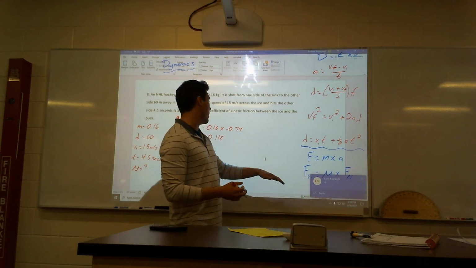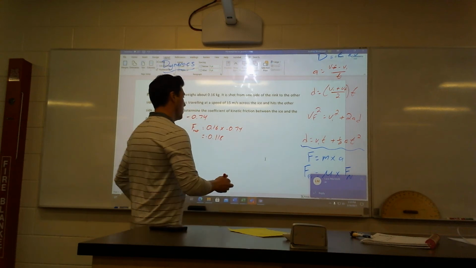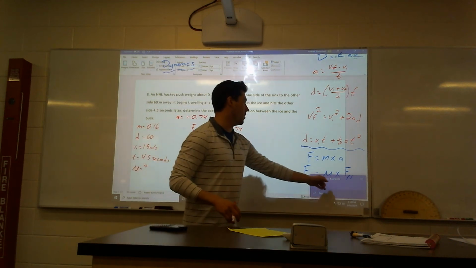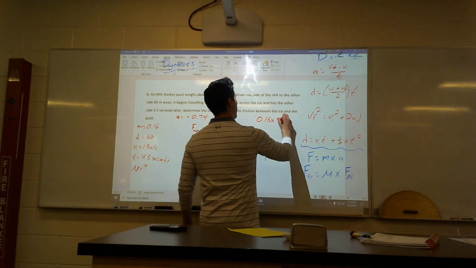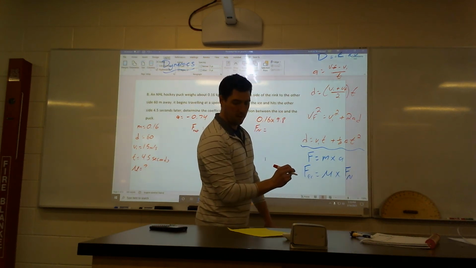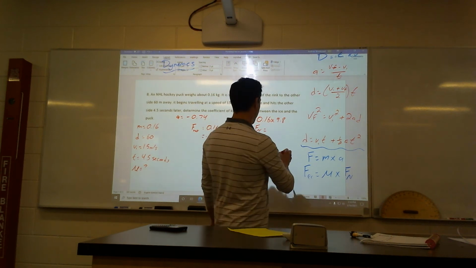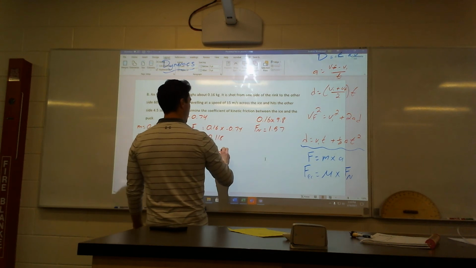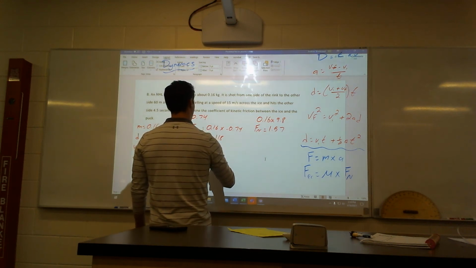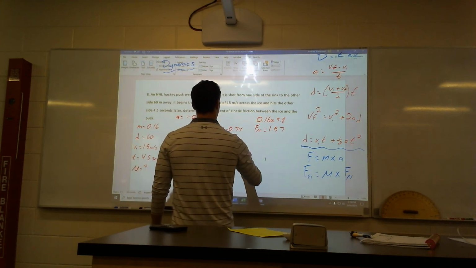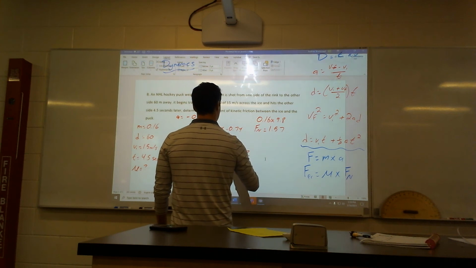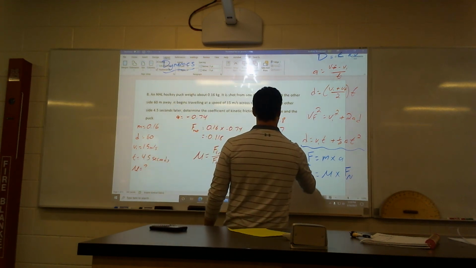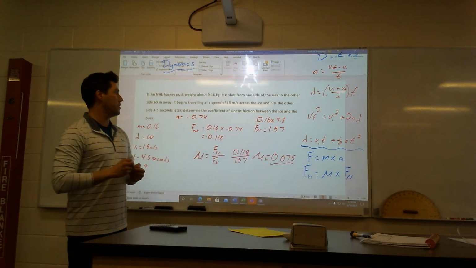Now the nice thing is, now that I know the frictional force is the only thing acting on it, my net force is my frictional force. So now I can use my force normal, which is just mass times 9.8, to figure out this mu. So 0.16 times 9.8, I get force normal equals 1.57. And I can actually figure this out. Mu equals force of friction over force normal, so 0.118 over 1.57, and I get a mu of 0.075. So 0.075 is my mu.